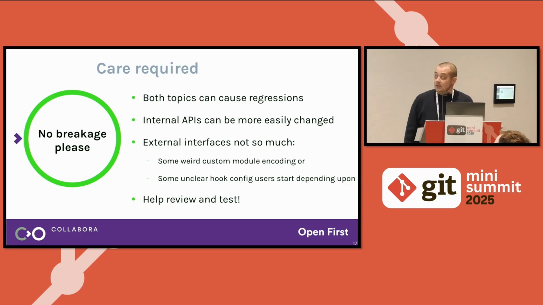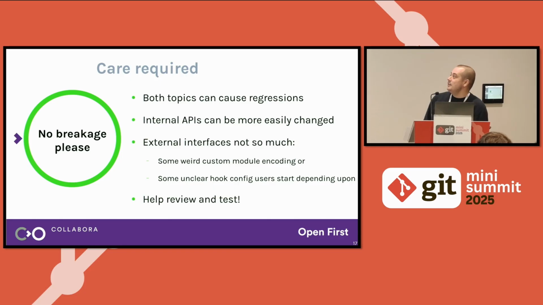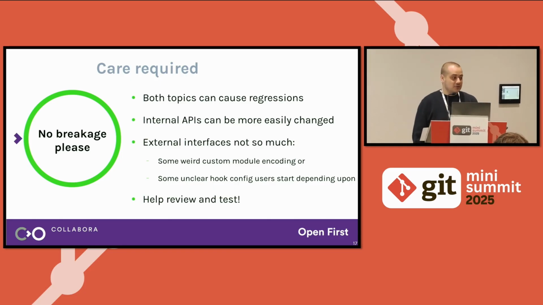Okay. Now, we need to be careful with this because there's a non-zero chance of breaking stuff, right? So both these patches can break existing modules or existing hooks. And yes, we can change internal APIs more easily, but once users start depending on the new modules encoding or the new configs, then it will be much harder to change them. And we might end up supporting something which is not the best thing, and we might want to change it later. So yeah, we have to be careful with these 2 patch series. So my message is to please review and test this stuff.